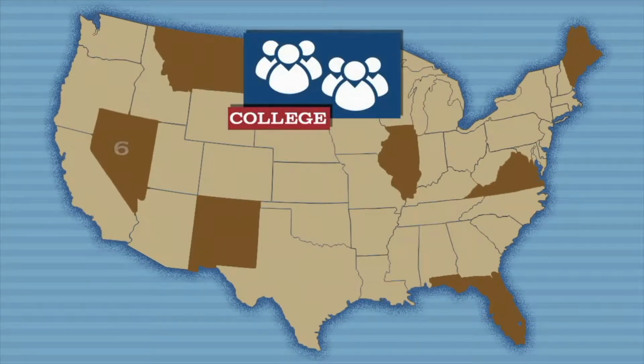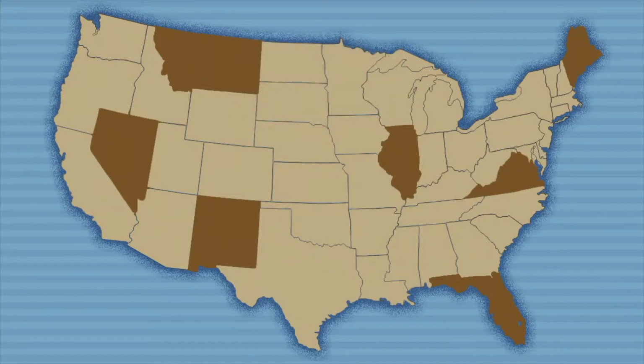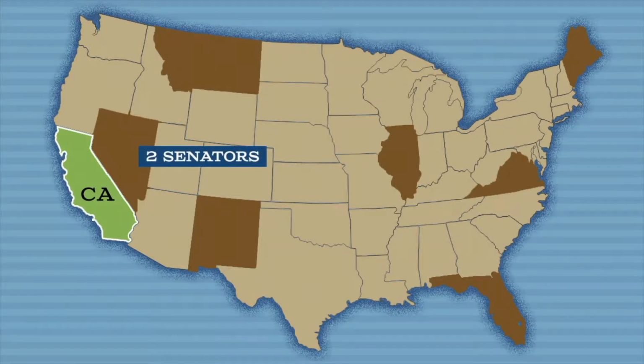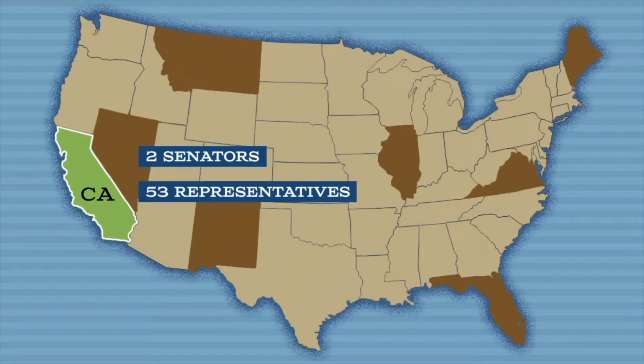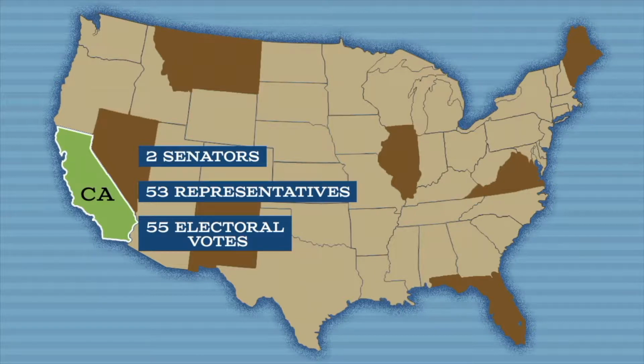Each state gets a certain number of electors. The electors vote for president and vice president. The number of electors is equal to the number of representatives in Congress, and that is determined by the state's population, or the number of people who live in the state. It's easier to understand with an example. California has a very large population. It has 2 senators and 53 representatives in the House of Representatives. So California has 55 electoral votes. The state of Maine has a smaller population.